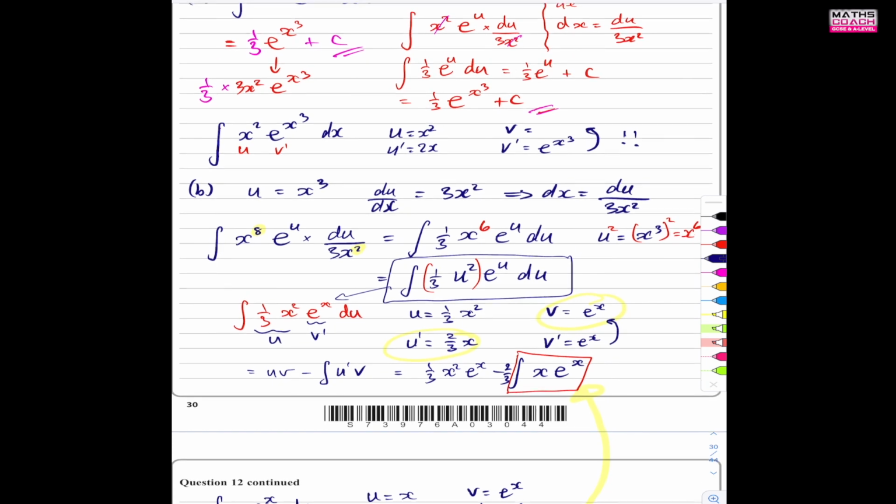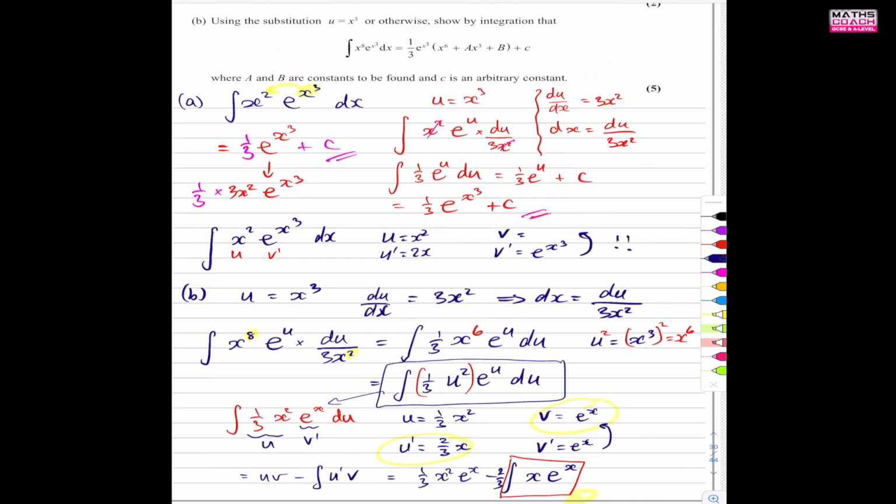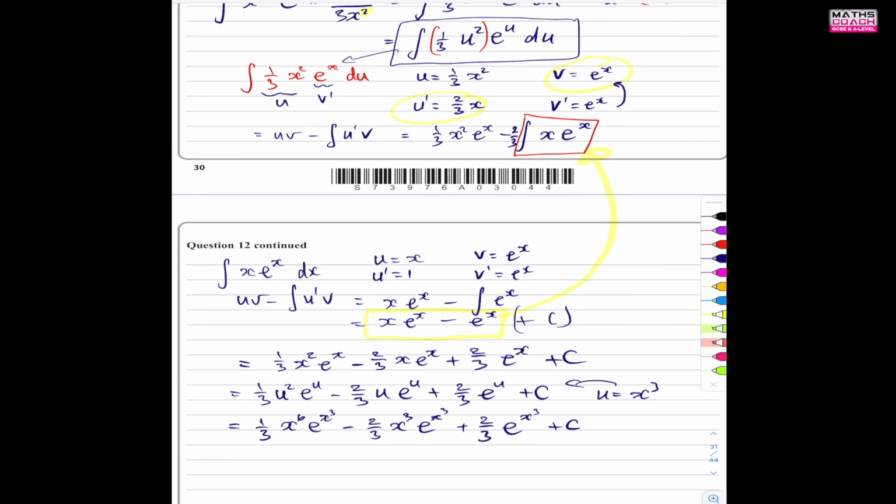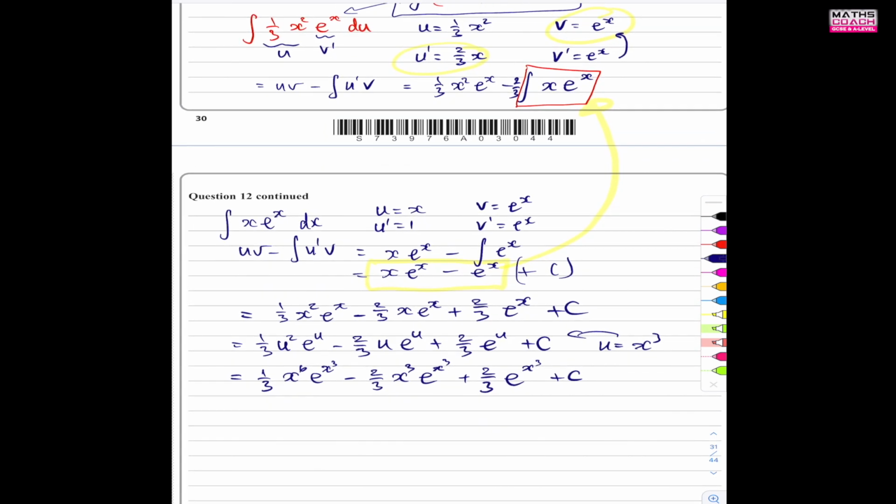If we look above, it looks like they have factorized out 1/3 of e to the power x cubed. So if we do the same, take out 1/3 of e to the power of x cubed.